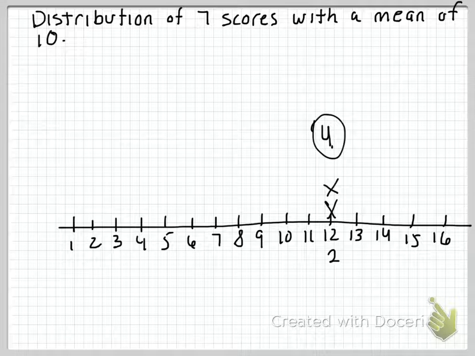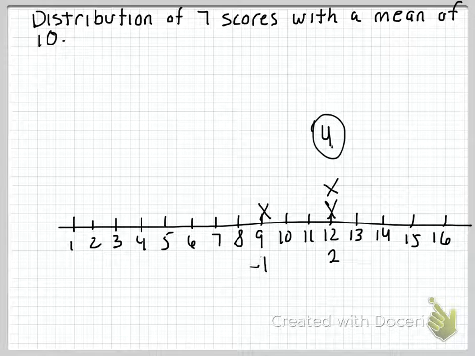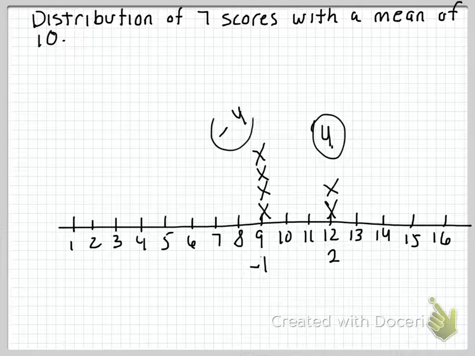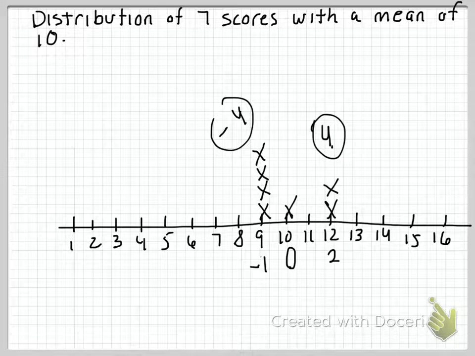So 10 is the mean. If I go 1 below the mean, I'm at 9. So the deviation score for 9 is -1. If I put 4 9s there, I now have -4 below the mean. So I have 4, 5, 6 scores. I add a 10 there, because 10 again has a deviation of 0, and that gets me up to the required 7 scores.